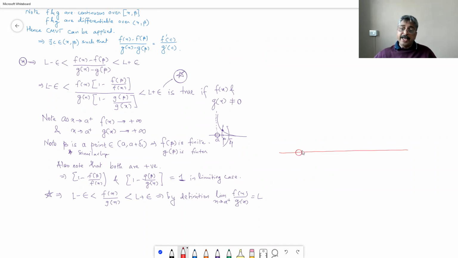This is the open interval a where the function is becoming asymptotic. It is going to plus infinity. This is your a.